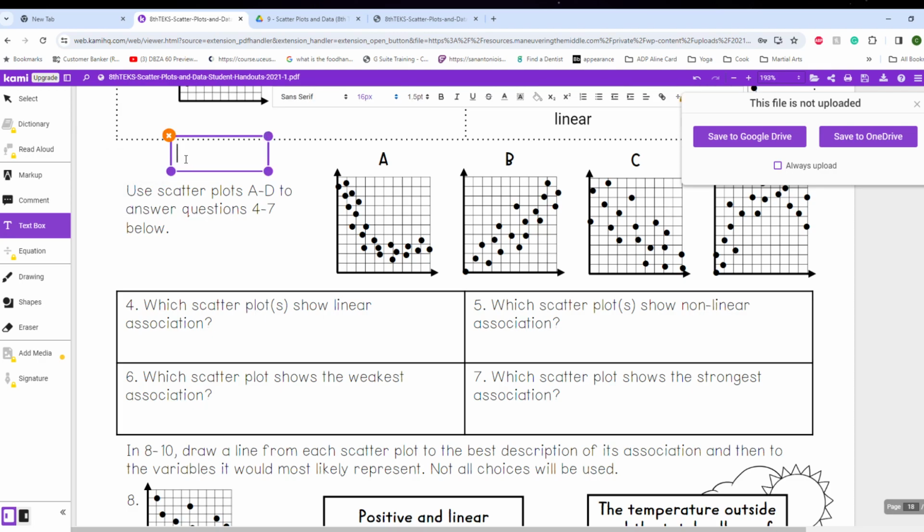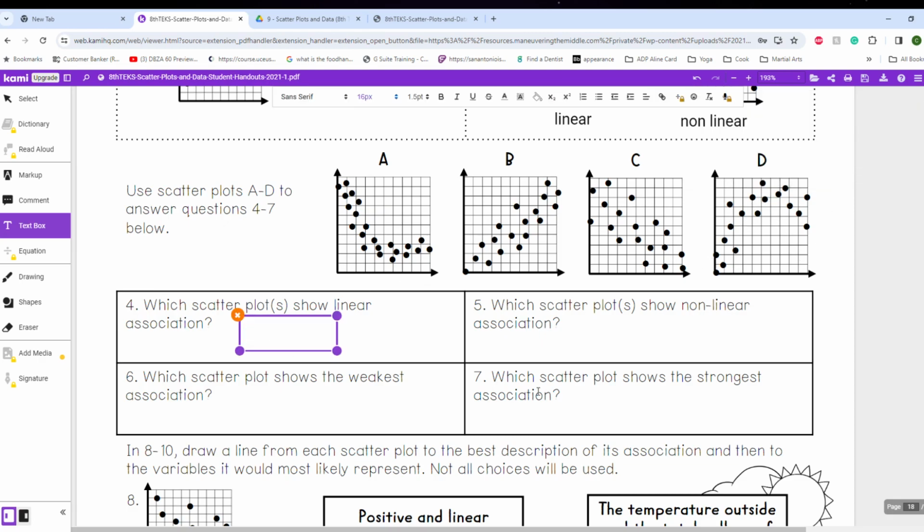This says use scatter plots A through D to answer questions 4 through 7 below. So which scatter plot shows linear association? Well, that one doesn't really. This one looks like it does. This one kind of does. This one, not so much. So we could say linear association looks like it's B and C. B comma C. Nonlinear associations, well, anything that doesn't look like a straight line. So A comma D.